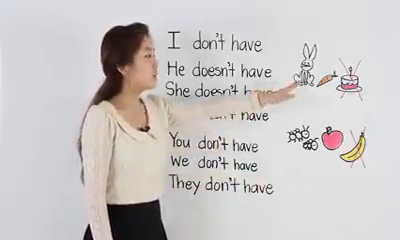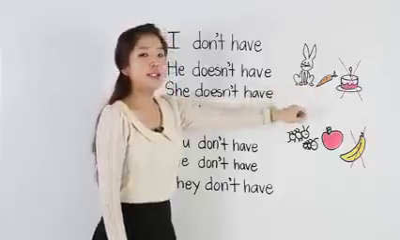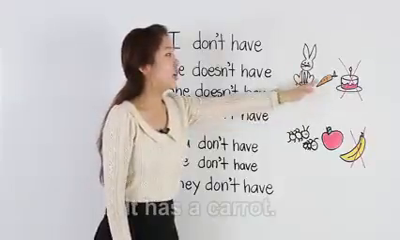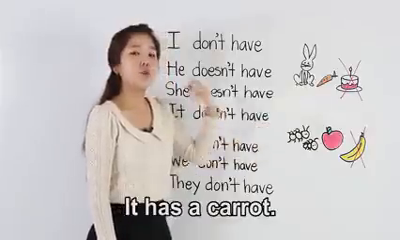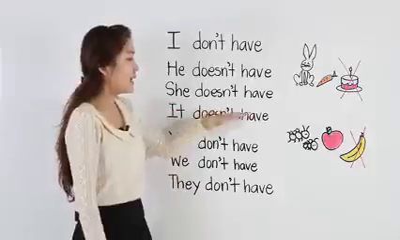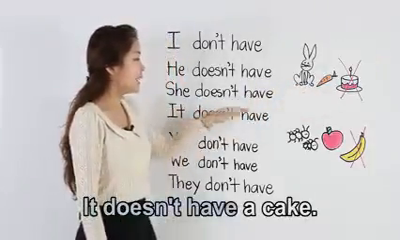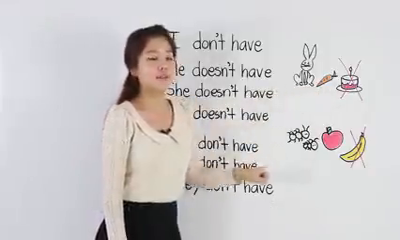So let's look at these pictures. Remember, we have a rabbit and a carrot. So we said, it has a carrot. Okay, but we're doing negatives. So we have to say, it doesn't have a cake. It doesn't have a cake.